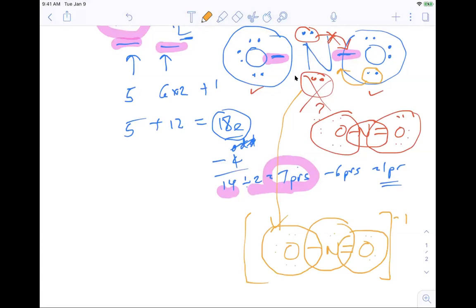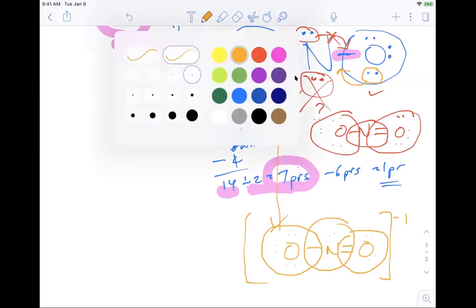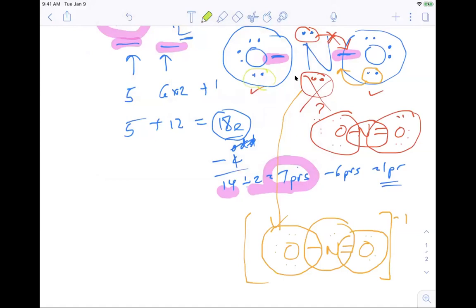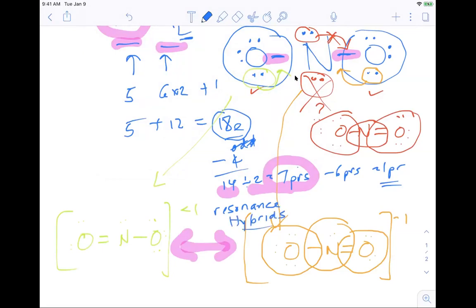By the way, I could have just as easily taken these electrons and moved them in there, and if you'd done that, you'd end up with the mirror image of this picture. You'd end up with O, double bond, N, lone pair. Same exact picture, all right? These guys are called, let me pick a color that might show up. They're called resonance hybrids, right? It's the same structure with the multiple bonds in different locations.